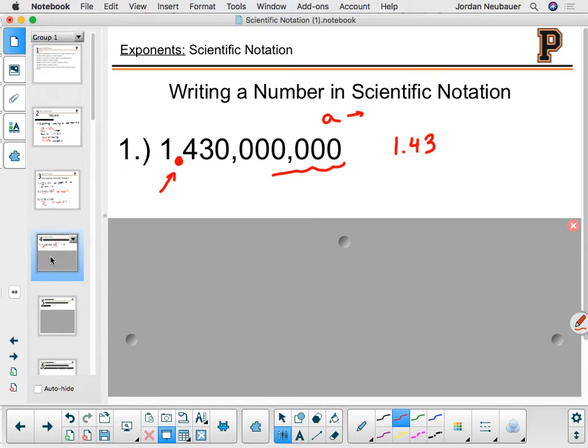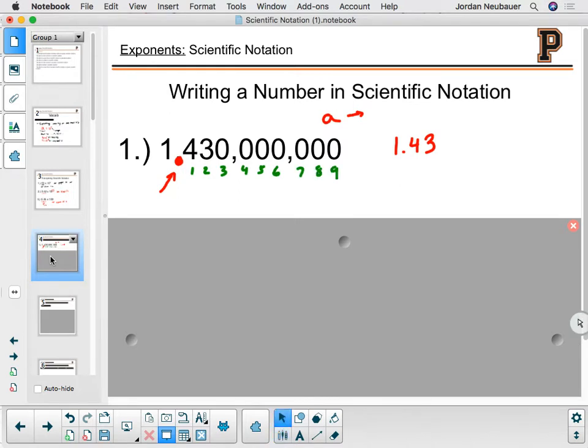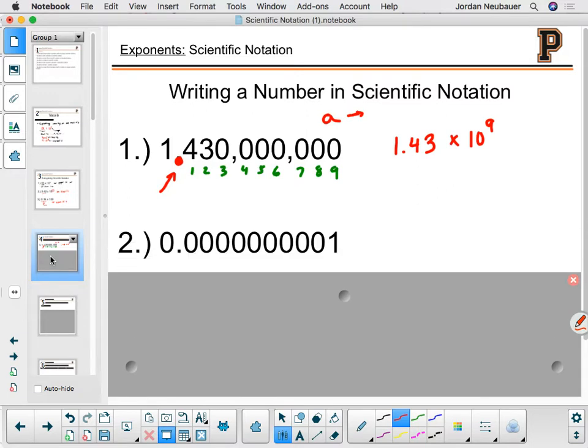And after I've placed my decimal, to write this in scientific notation, I just need to count place value spots past the decimal. So this is 1, 2, 3, 4, 5, 6, 7, 8, 9 place value spots past the decimal. So we would write this as 1.43 times 10 raised to the 9th power. Okay? That's 1.43 billion. All right? So it's pretty easy.